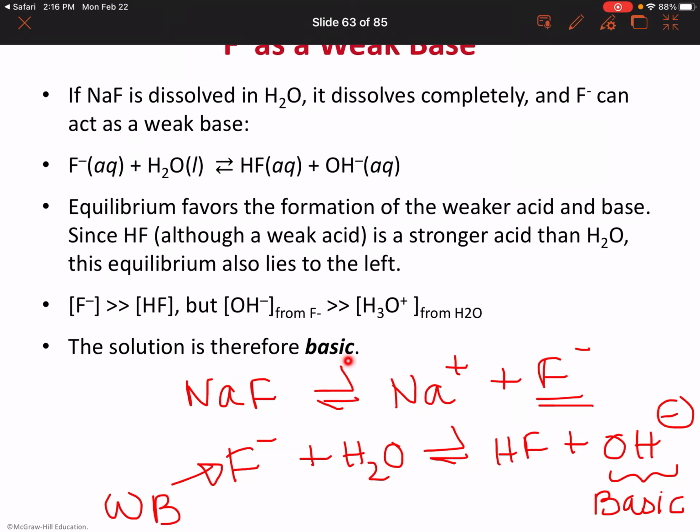So pretty much what you need to know is, first identify the anion of the weak acid. It reacts with water forming HF and hydroxide ion. If it generates hydroxide ions, that will make a basic solution. If it generates hydronium ions, that will make an acidic solution.